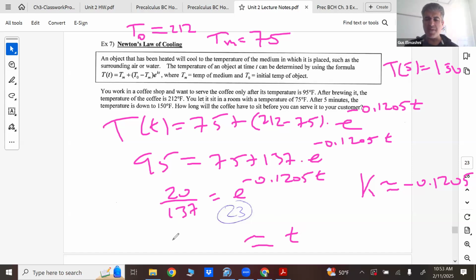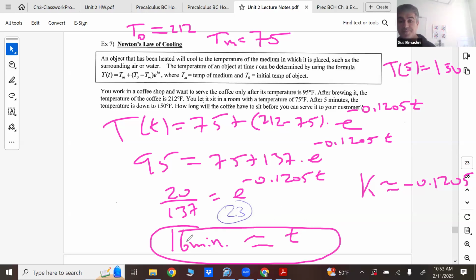Yeah, you should get about 16 minutes. Correct. You subtract 75 and divide by 137. Do not add 75 to 137, please. Don't disrespect your order of operations. Please be careful there. So does that make sense? That's an exponential type problem that involves some logs too.